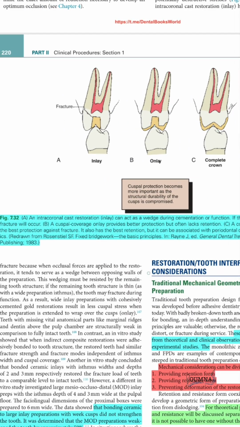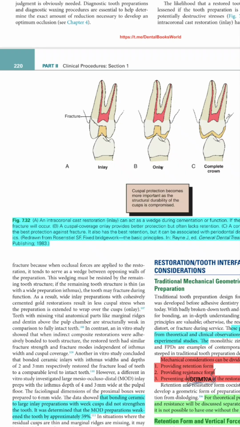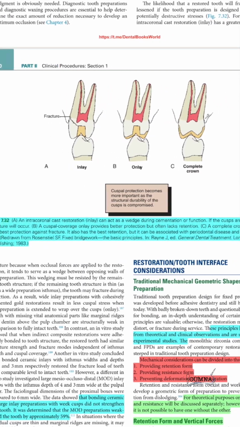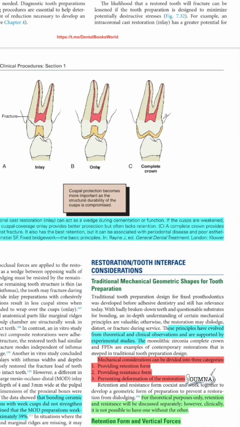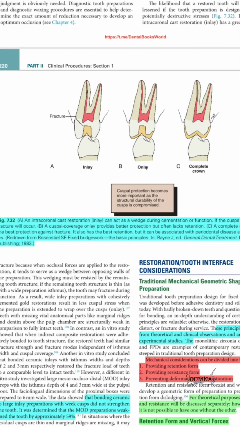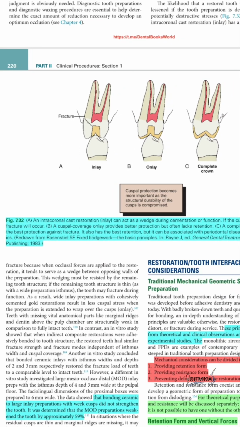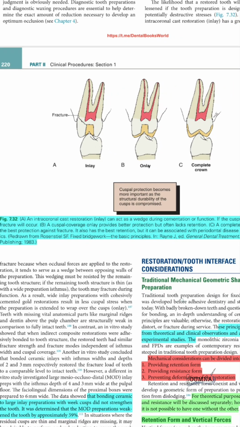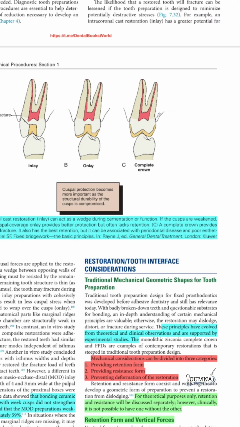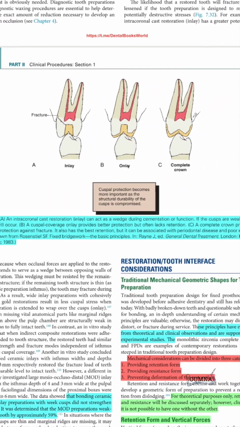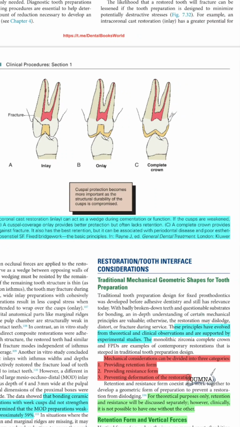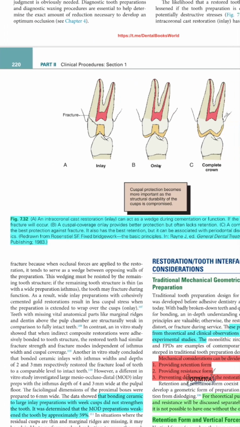There is a difference in retention between inlays, onlays, and complete crowns. Inlays can act as a wedge during cementation or function, so if the cusps are weakened, fracture will occur. A cuspal coverage onlay provides better protection, but it lacks retention. However, the complete crown provides the best protection against fracture. Also, it has the best retention, but it is associated with periodontal disease and poor esthetics.